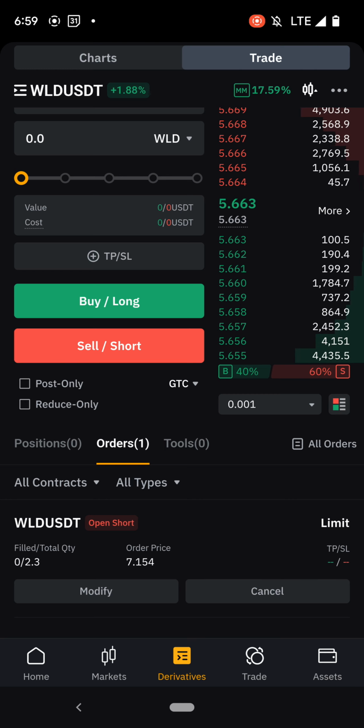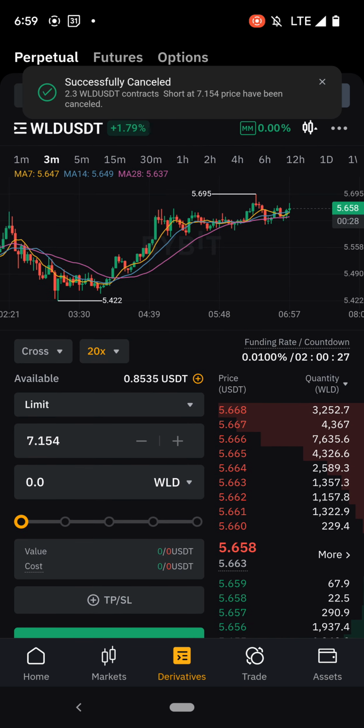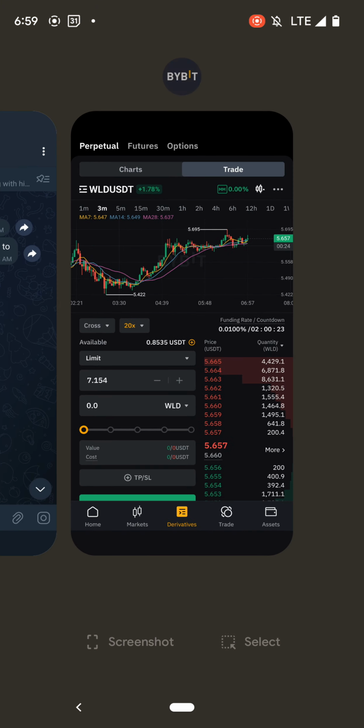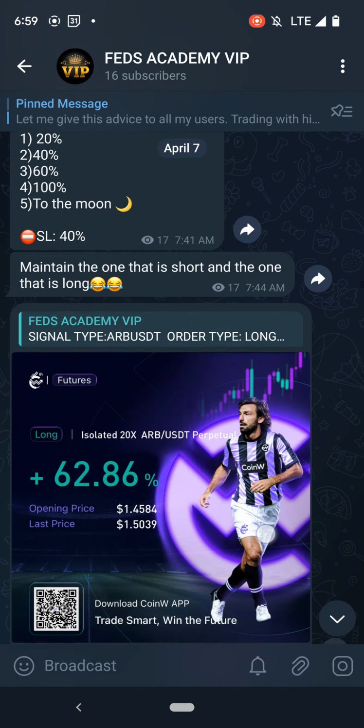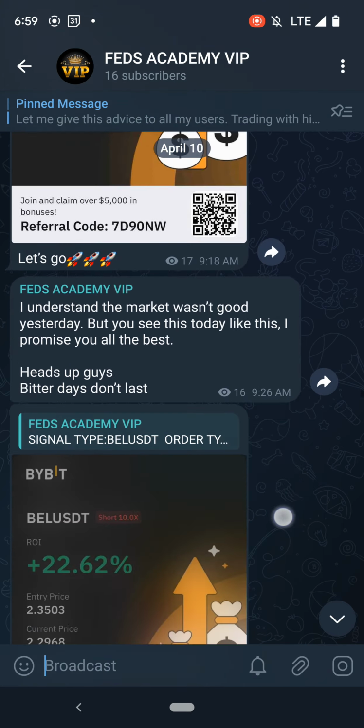So you can just cancel it, and that's all. They will give you back the balance that you use in trading. That's just how you place signals. That's how you place signals on Bybit.